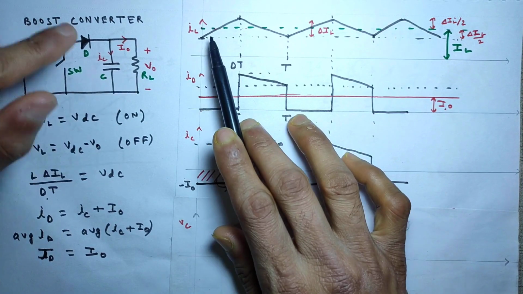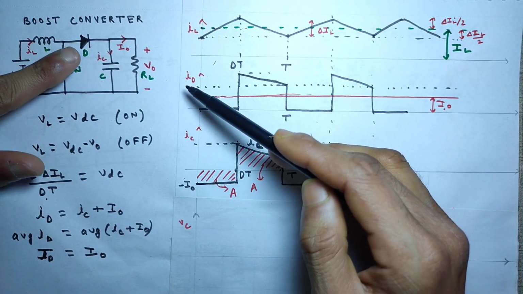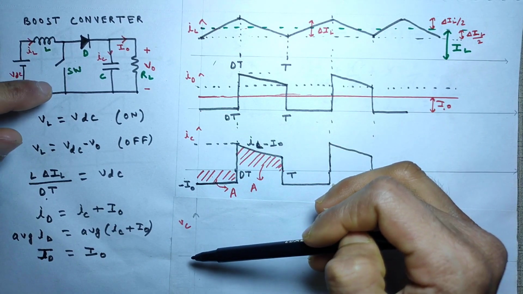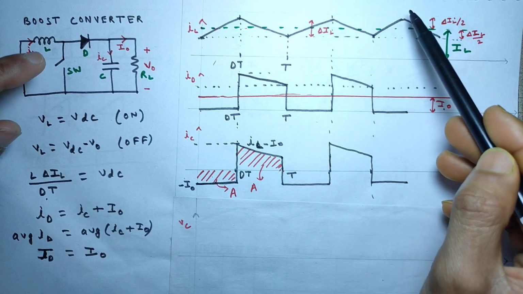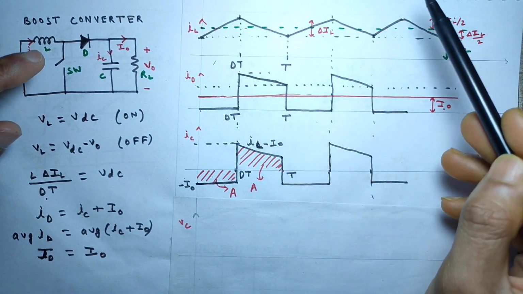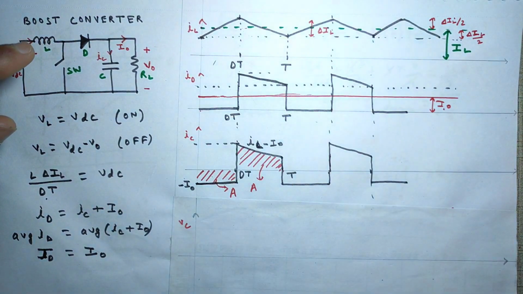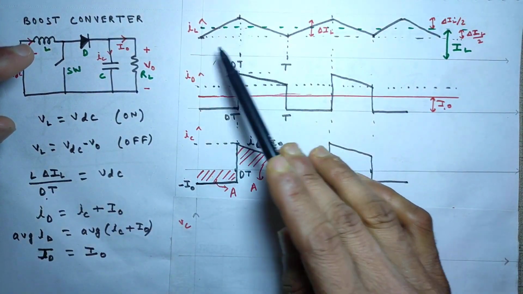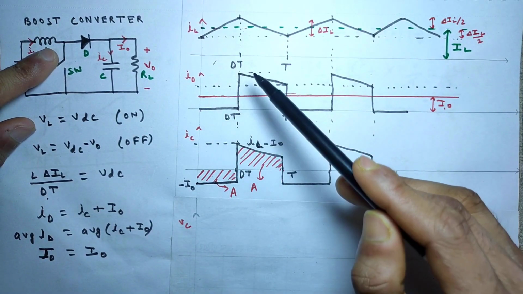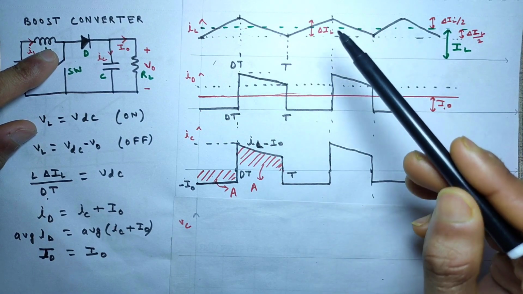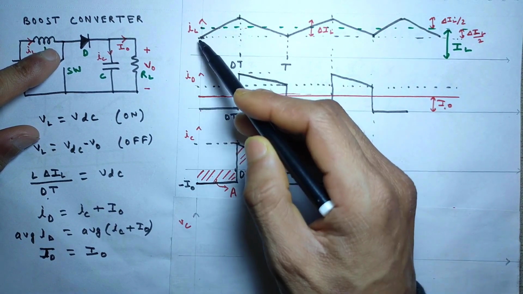So to draw the waveforms of capacitor current, diode current and capacitor voltage, we will first draw the inductor current graph, and from the inductor current graph we will draw the other graphs. The graph of inductor current is very important in this boost converter, not only in boost converter, friends, but in all other converters also. So the graph of the inductor will be like this.